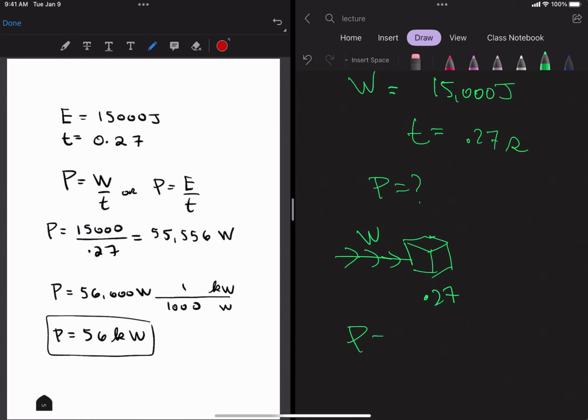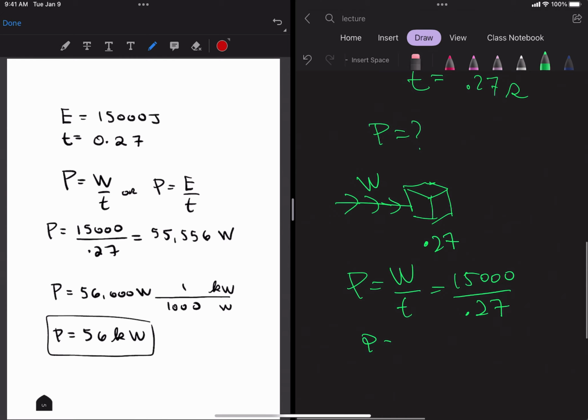And so the power is going to be defined as just the work that it requires, or the energy that it requires to run the device, divided by how much time you ran the device. So that's just going to be 15,000 divided by 0.27, and that will give you about 55,556 watts, or about 56 kilowatts.